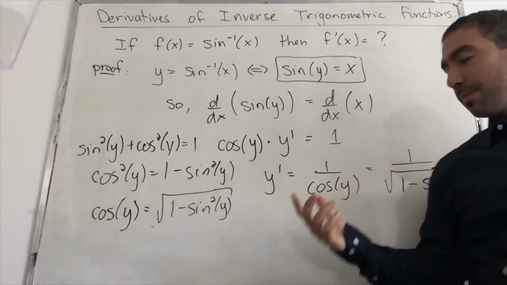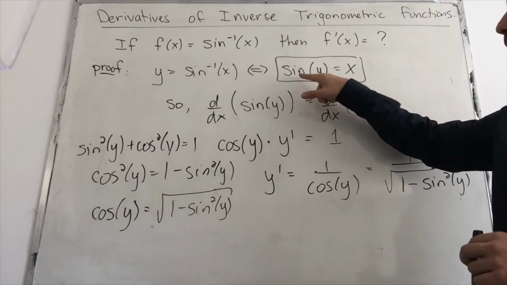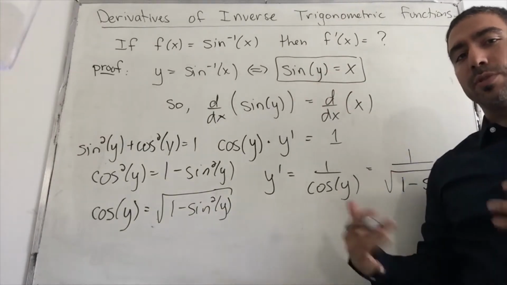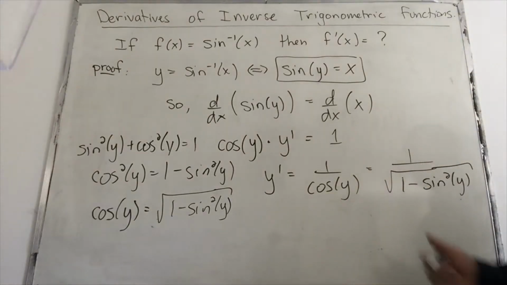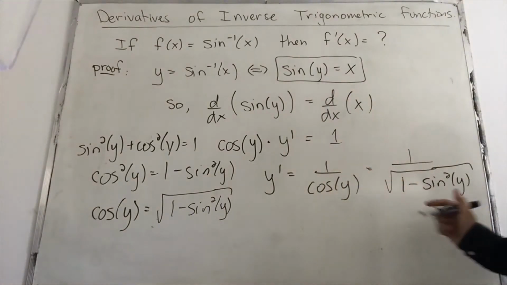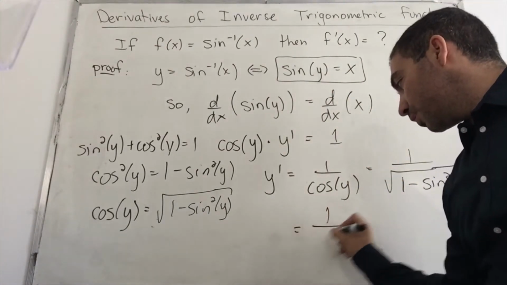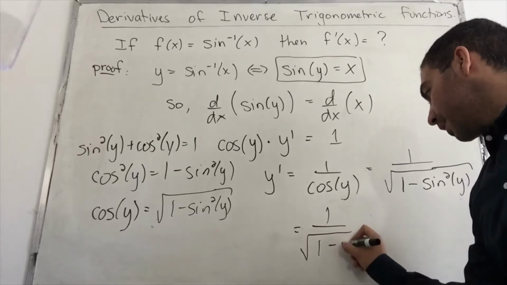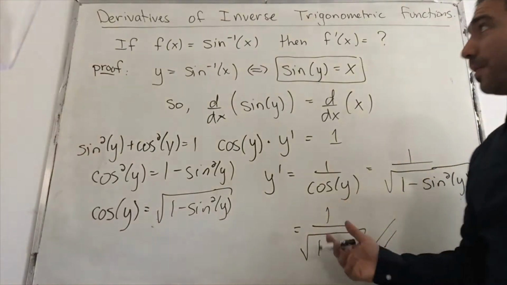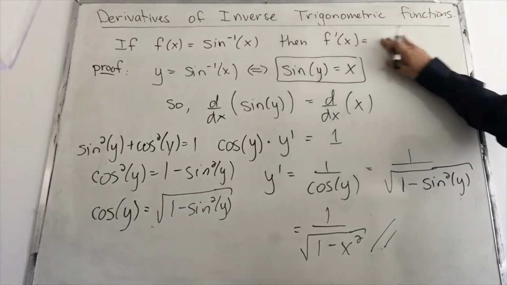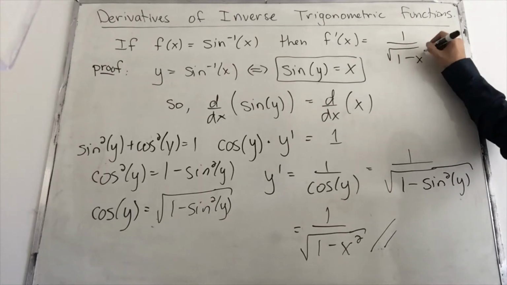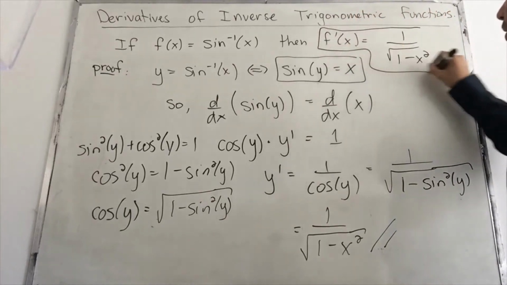So it's very customary to come back to the initial equation and substitute when you're doing implicit differentiation, and also we'll see this idea with logarithmic differentiation. So we're going to come in and replace the sine of y with x, giving us 1 over square root of 1 minus x squared. And we're done. So the derivative of arcsine in terms of x is 1 over square root of 1 minus x squared. And that's our answer.